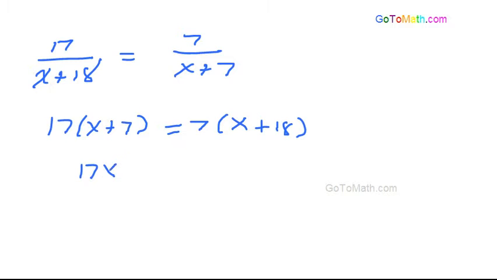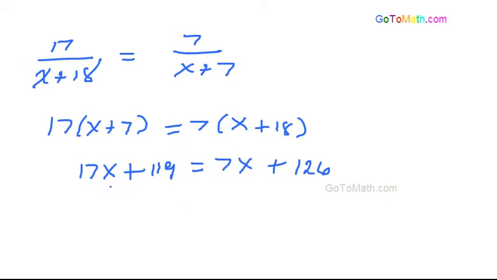We got 17x plus, what was that, 17 times 7, 119. I think my mental clock was working very good on that one. So 7x plus 70 and 56 is, ooh man, what is that? Alright, 126.